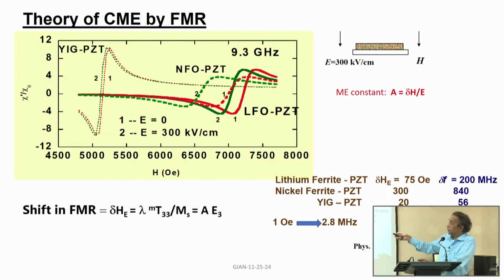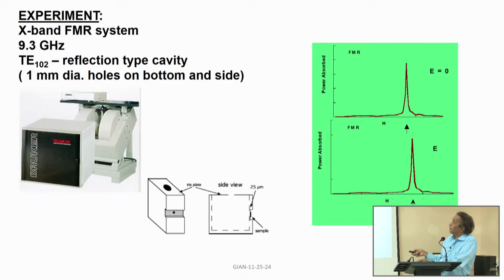This is the theory for if you scan the field, these are the profiles and this is what you expect. And how do you do the experiment? This is a traditional Bruker ESR spectrometer. It can be used for electron spin resonance or ferromagnetic resonance. And there is a microwave source which is enclosed in the box sitting on the top. So there is a microwave circuit. There are some waveguides. At the end of the waveguide, there is a cavity.